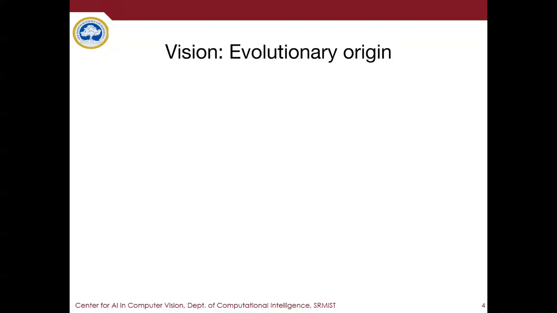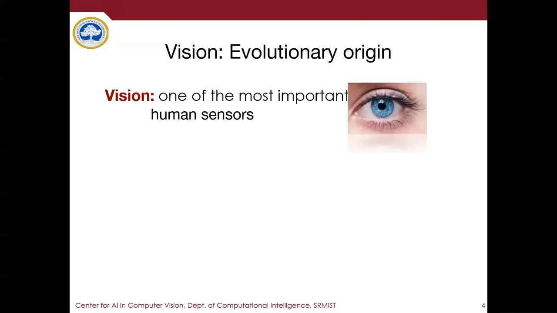So, when did it start? All of us know vision is one of the most important human senses. We use it in our everyday life, for navigation, for grasping and manipulating things, for understanding each other, right? For everything, all of us are using biological vision.